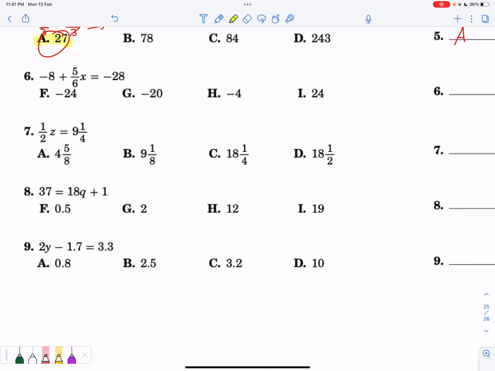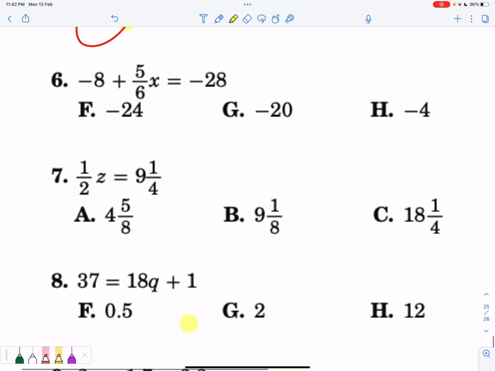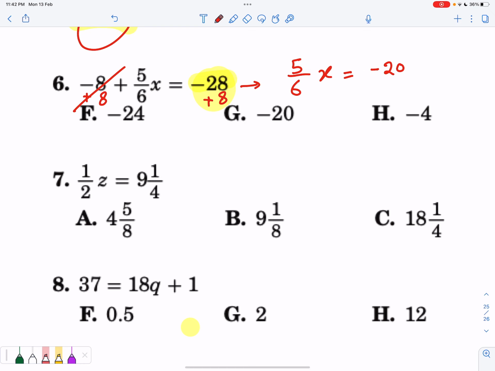Okay. Question 6. We have a two-step equation. We have the variable x multiplied by 5 over 6 and we have negative 8 added to it. So to solve that, we should do the inverse operation of the minus 8. We need to add plus 8 to both sides. So we will get 5 over 6 x equals. Now we have different signs. Different signs, subtract. So when I subtract, I get 20. Keep the sign of the larger number. The larger number is the negative one. So it's going to be negative 20.